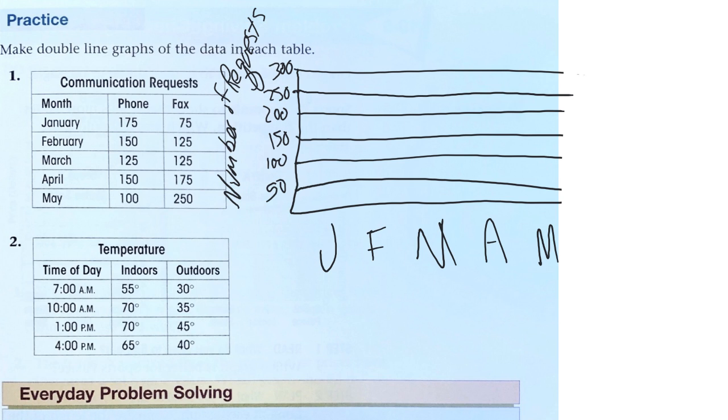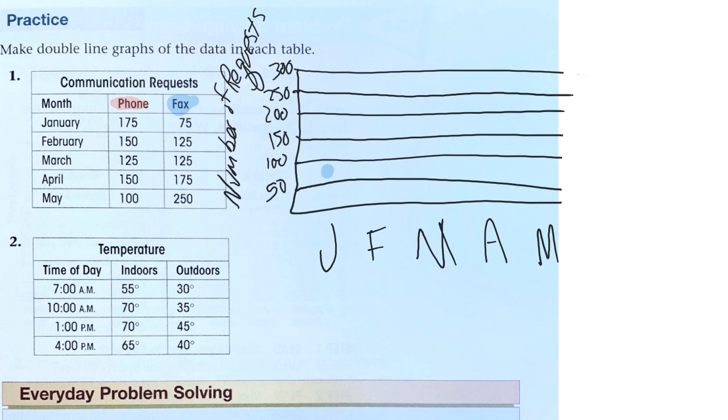Now we have to figure out what colors we want each thing to be. So if we make highlighter, so we can make the phone be red, and we can make the fax be blue. Blue on blue, why not? So let's do the fax first, since I'm on blue already. So January 75. So that's going to be right in between 50 and 100.